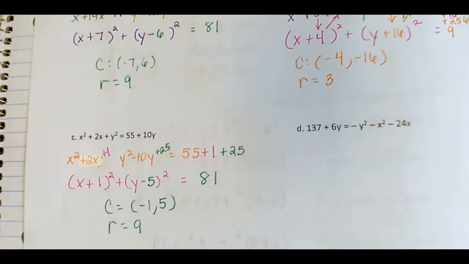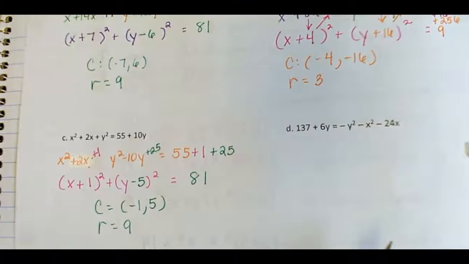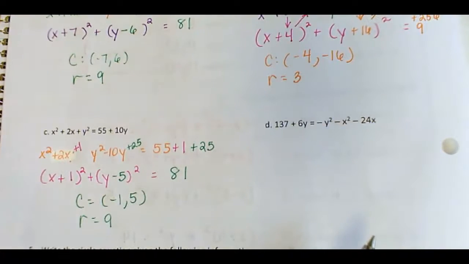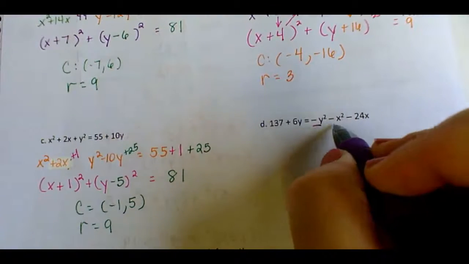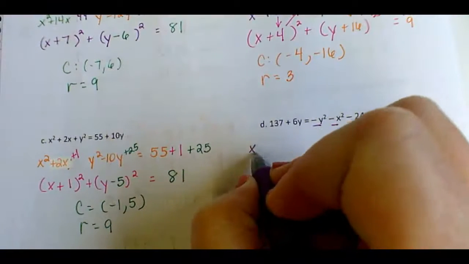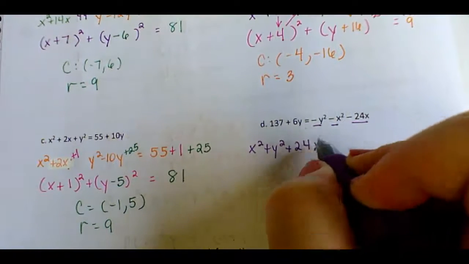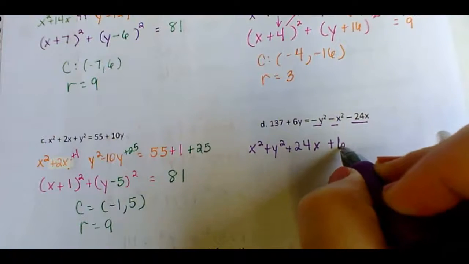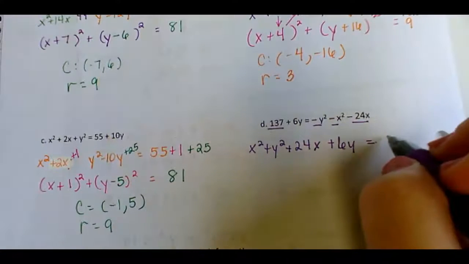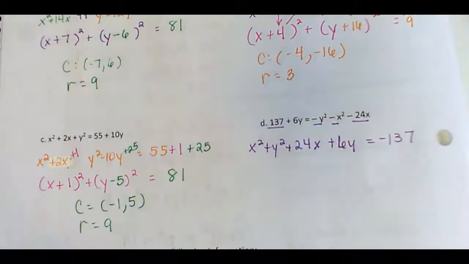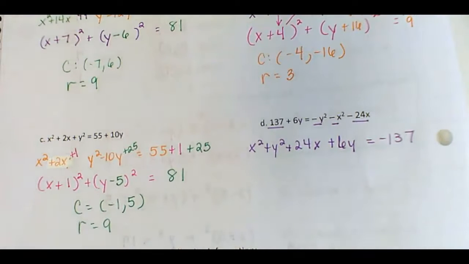Now, on D, it's written really strange, but I want to work on this one with you. Most of the ones you'll have will be more like A, B, or C, but I wanted just to show you D, just in case you get something weird like that. So I'm going to move all of these over, and when I move them over, I'm going to change the sign. And then the 6y stays. And I'm going to go ahead and move that over too, because I know that that number needs to be on the other side. Okay, now that it looks like that, let's see what you can do with it. Go ahead and try it.